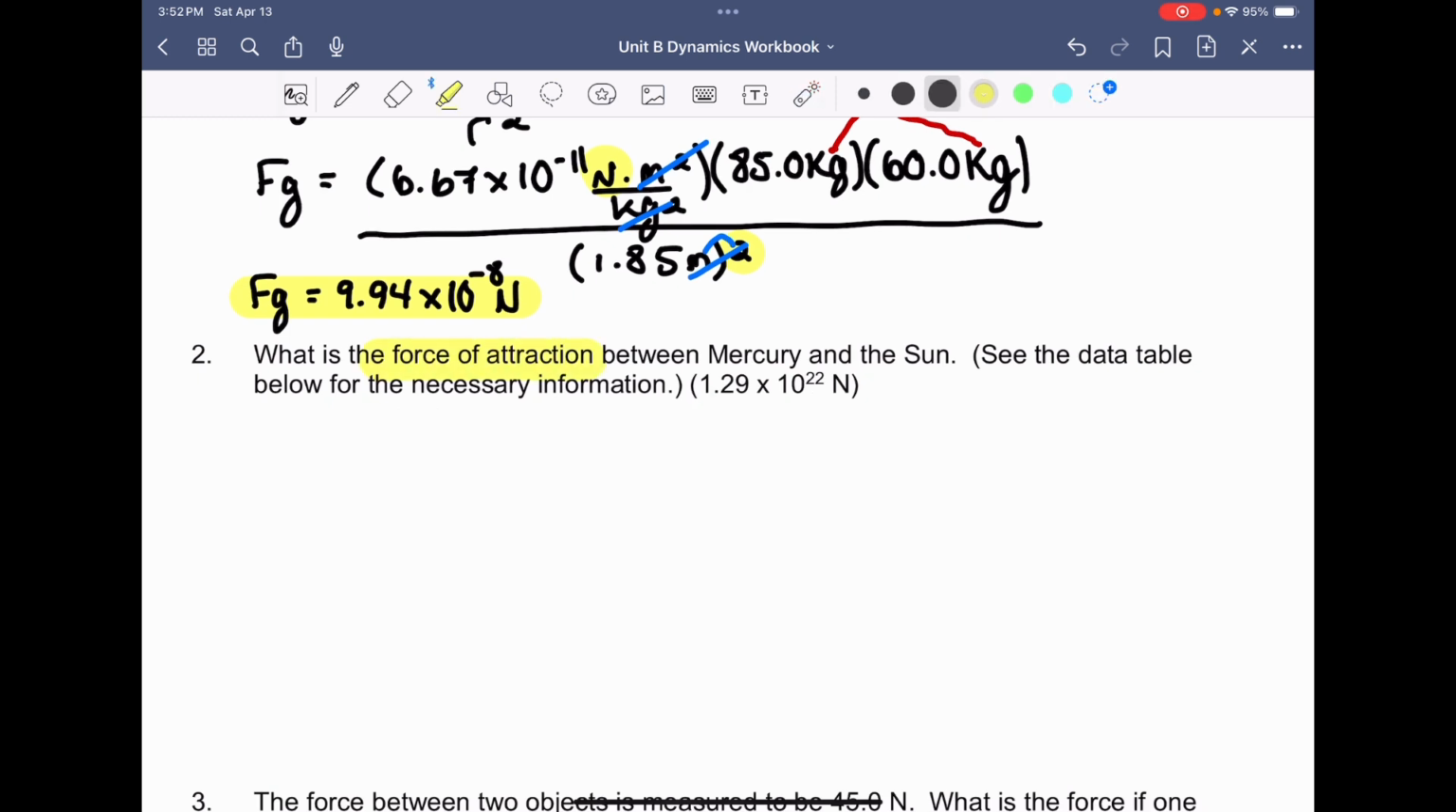Again, as soon as you see that keyword, you go to your formula on your formula sheet, because this Fg equals G m1 m2 over r squared, it's in your formula sheet. You don't have to memorize it. You don't have to guess it.